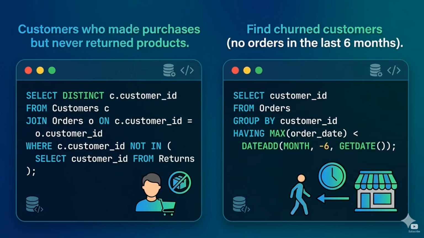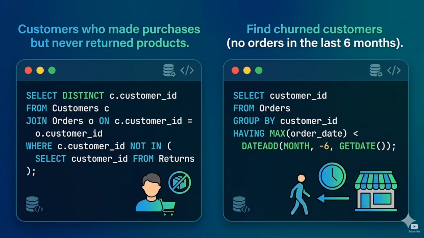Here's how this query works. First, it identifies customers who have placed at least one order. Then, it excludes any customer IDs found in the returns table. The result? You get a clean list of customers who purchased products but never returned them. This type of query is valuable for customer loyalty analysis and retention strategies.